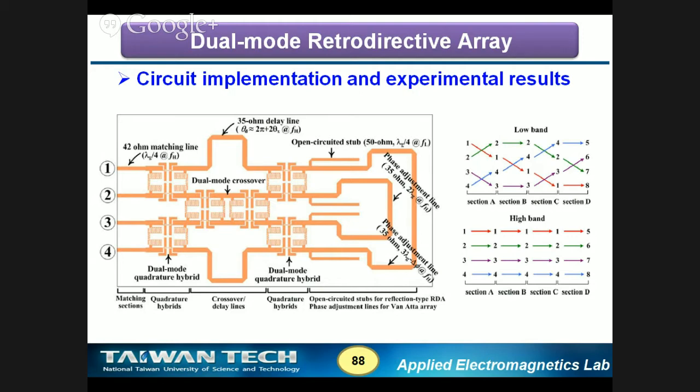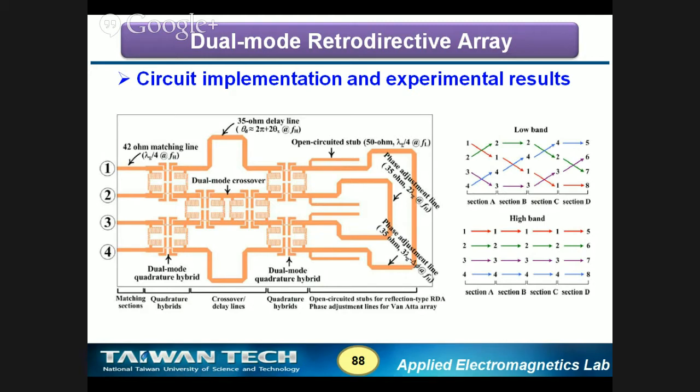It is just a beautiful topology, and there are dual mode crossovers here, and dual mode bridge lines here, and they have some connecting lines and matching units. In the low band, it is a reflection type ratio derivative array, and in the high band, it will be a Van Atta array or something like that. It is a single flow from port 1 to 1, 2, 3, 4, and 5, 6, 7, 8 are the same, just for simple, clear expression purposes.